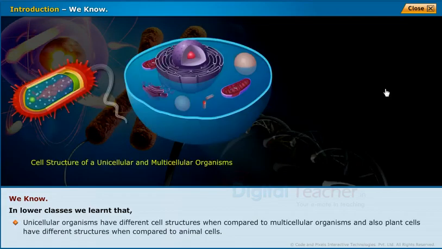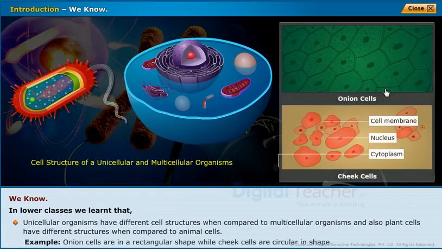Unicellular organisms have different cell structures when compared to multicellular organisms, and also plant cells have different structures when compared to animal cells. For example, onion cells are in a rectangular shape while cheek cells are circular in shape.